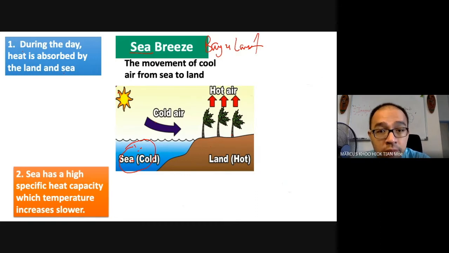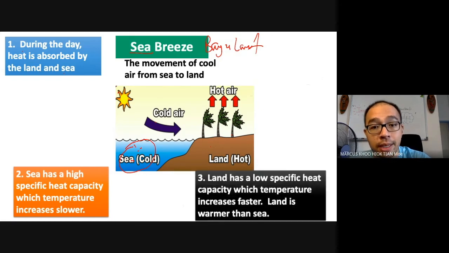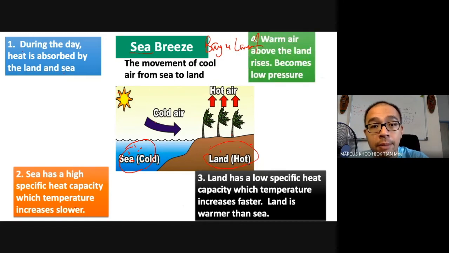Because land over here has a small specific heat capacity, so it becomes hotter faster. It becomes warmer than this one. Sea has a high specific heat capacity, so it becomes hotter slower. The temperature increase is slow. And so because of this, the warm air above the land will rise.